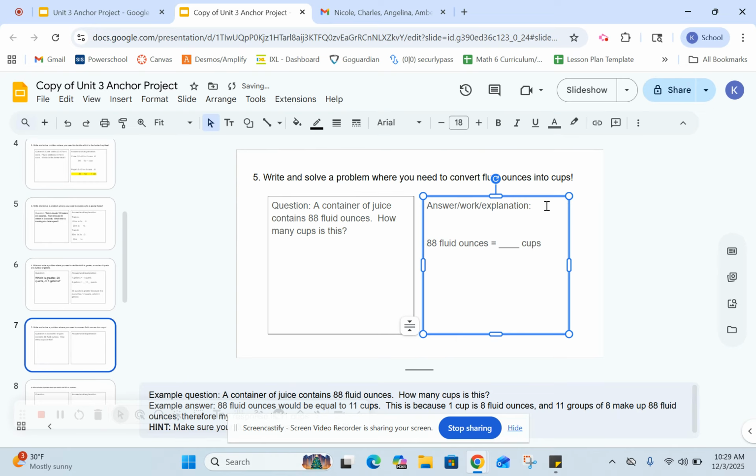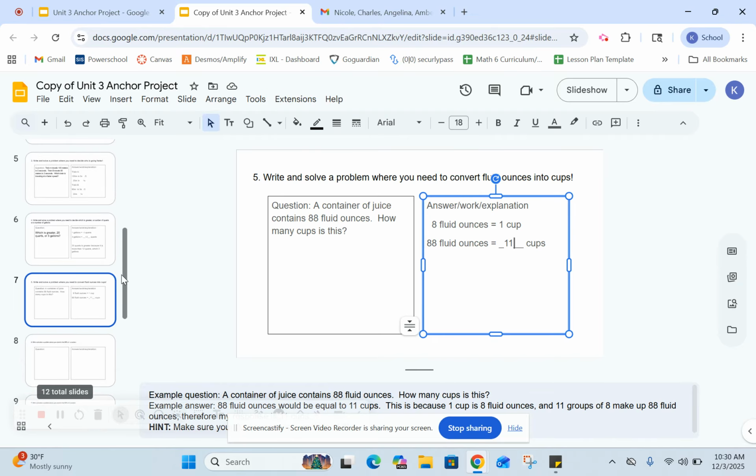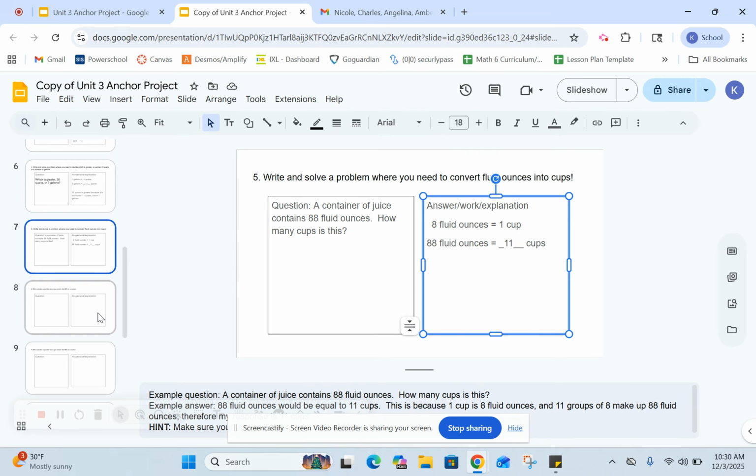Now we need to think about, what do we know about cups and ounces? I know that 8 fluid ounces is equal to 1 cup. So now we need to think about how I went from 8 fluid ounces to 88 fluid ounces. We multiplied by 11. So 1 cup times 11 is 11 cups. All right, try a similar one. Moving on to question 6. We are halfway done.